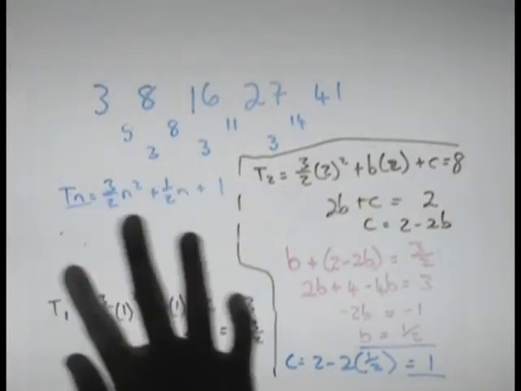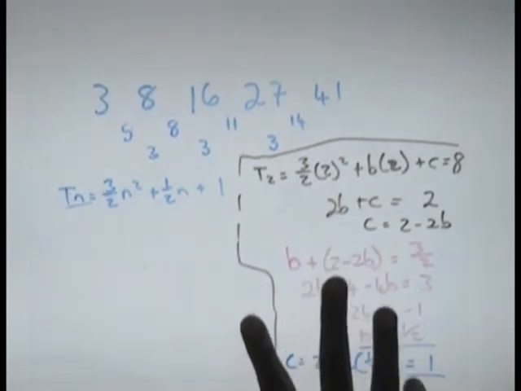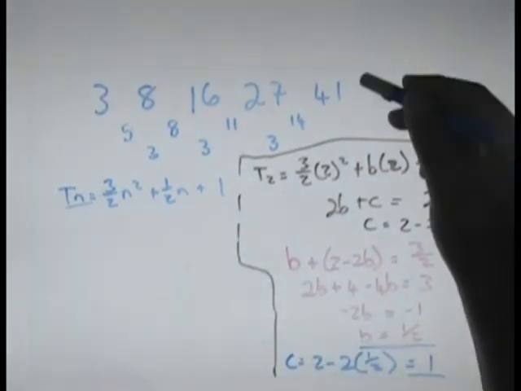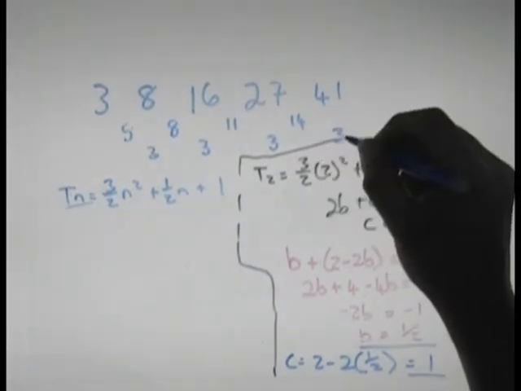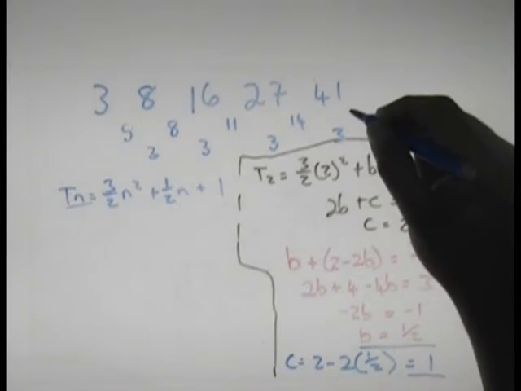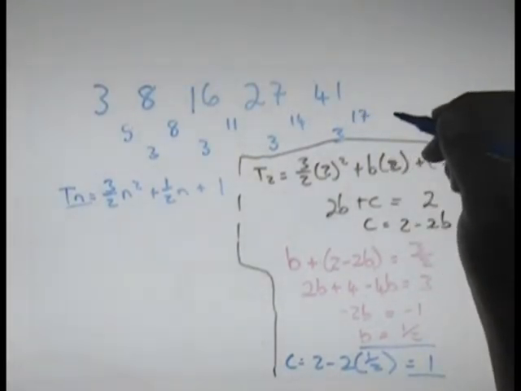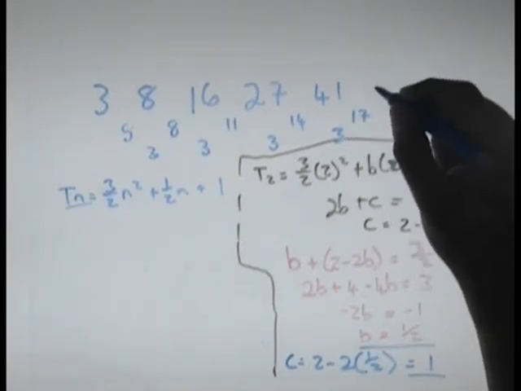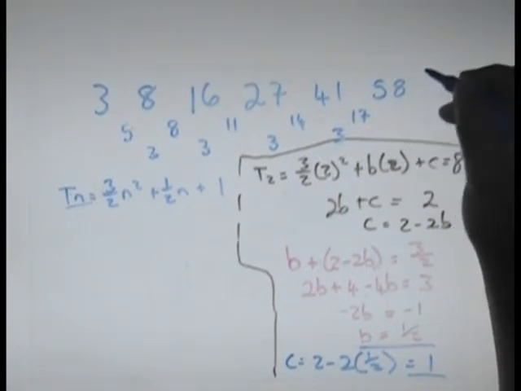Does that hold true? Let us take a look at it. The next term here, if I use the next difference of 3, that means that the next addition I'm going to do is 17. 17 plus 41 is 58.